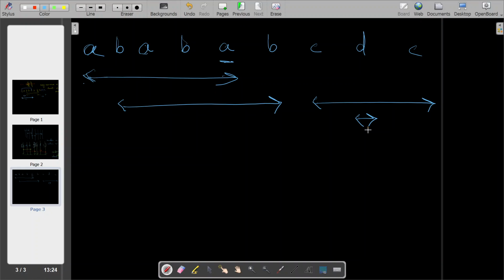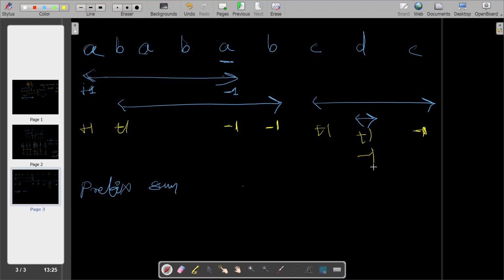Now we can use the prefix sum method. Whenever a line is starting, we will add plus 1 here, and whenever a line is ending, we will add minus 1 here. Let me add with a different color. For A, plus 1 is here, minus 1 is here. For B, plus 1 is here, and B is ending here, so minus 1 is here. A and B are done. Now C is starting here, so plus 1 is here, minus 1 is here. For D, D is starting and ending at the same position.